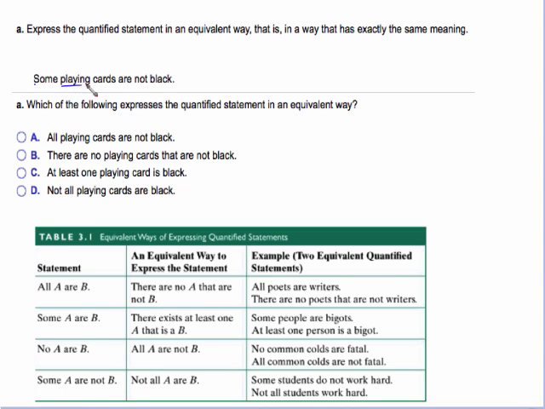This says some something are not something else. So do you see anything that says some? Well, that's some A are B. I don't want that because this has a not in it. The one that has some A are not B is the same as saying not all A are B. So we need to use this format, but we need to stuff in these words of playing cards and black. So not all A, not all playing cards are black. Not all playing cards are black.